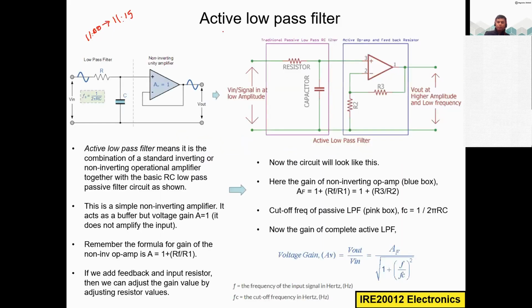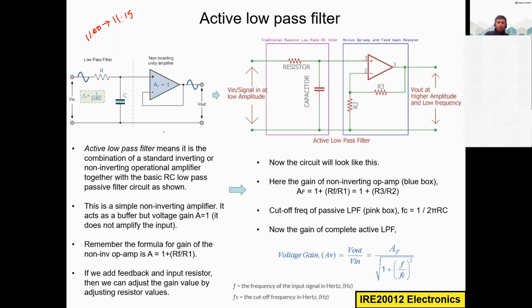Okay, this is the normal passive low pass filter. We are just adding either an inverting or non-inverting operational amplifier in series with this LPF. Then it becomes an active low pass filter. So what is the difference between this circuit and this circuit? Here we are using the operational amplifier just like a voltage follower or a buffer, because we do not have any input resistor or feedback resistor.